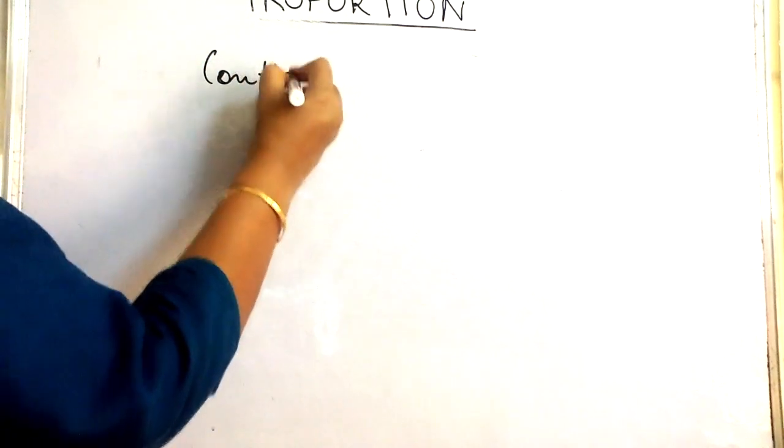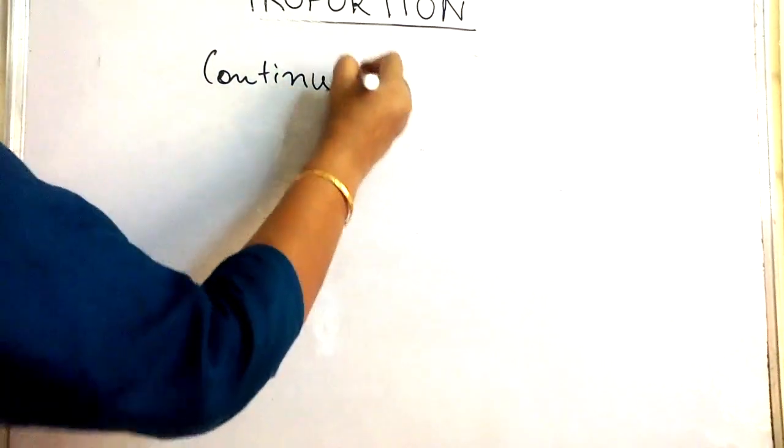In this chapter, there can be some confusing terms like continued proportion.